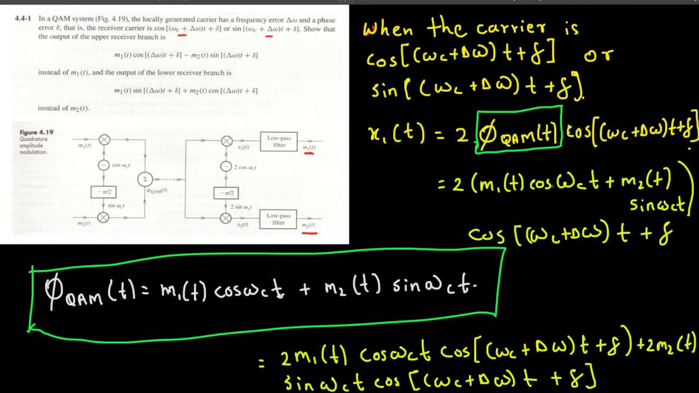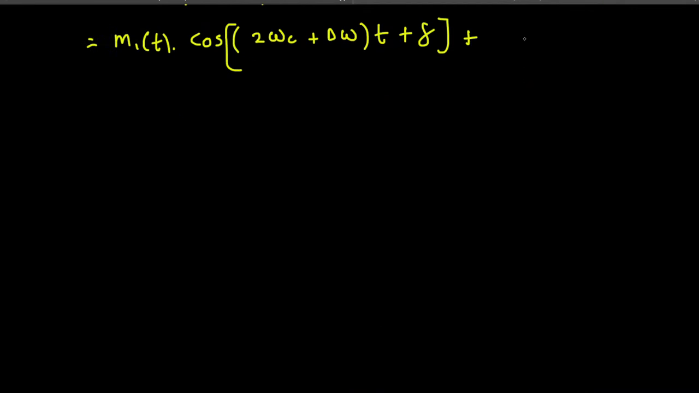And then that's cos a plus b. If you look at cos a minus b, a is the higher value, that is omega c plus delta omega of t plus delta, minus omega c of t. Since we have omega c of t and omega c of t, it will go away, and we end up with delta omega of t plus delta. At the same time I can take the m1 of t common, since it's common for both of them. So here cos of delta omega t plus the error, because the omega c minus omega c is gone. Okay, that is for the cos part of it.